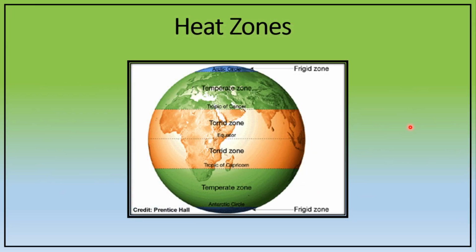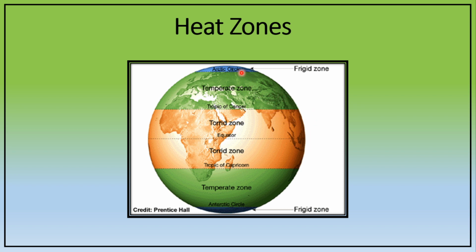Now let us learn about the heat zones. This part of the earth gets the direct rays of the sun throughout the year. As a result, this area is known as the torrid zone, and the vertical rays of the sun are more prominent throughout the year than in any other part of the earth.